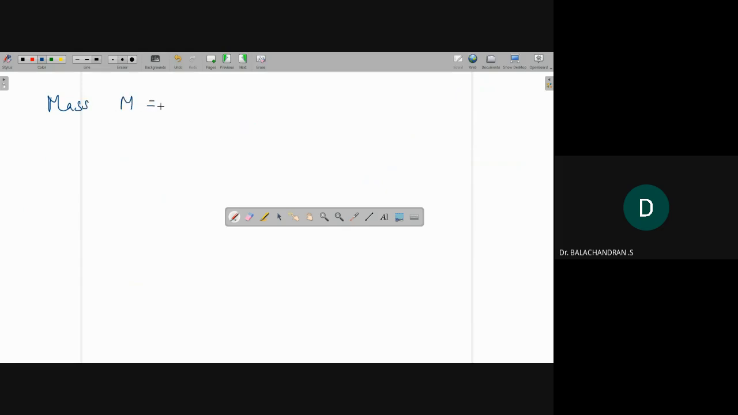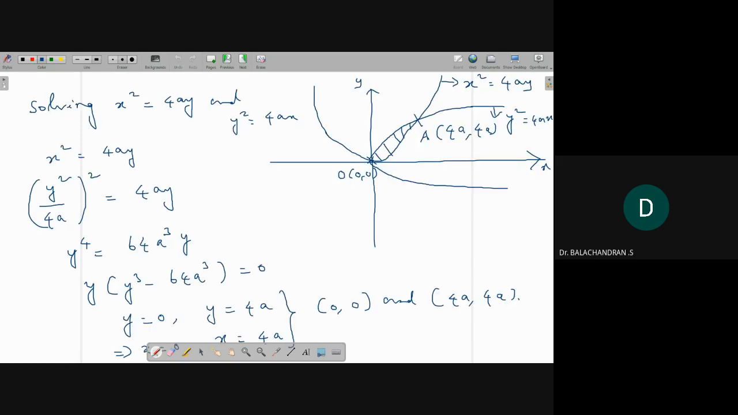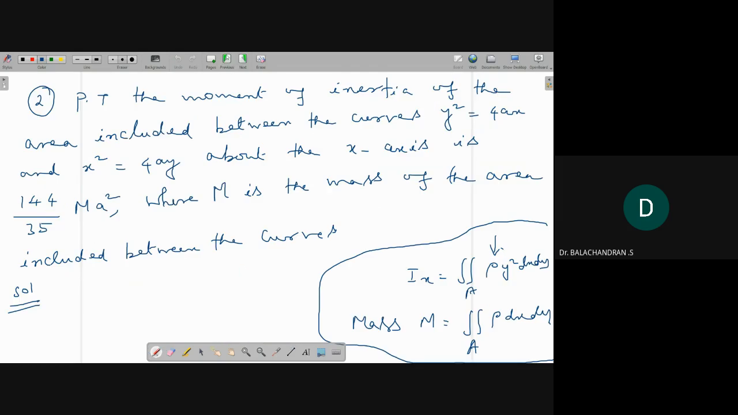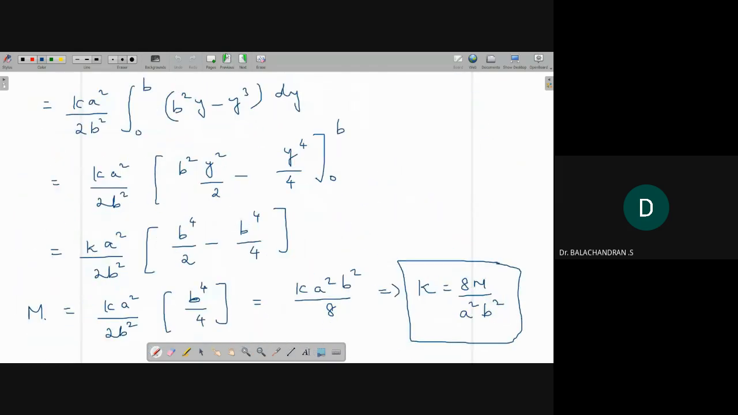So mass m is equal to the double integral over A. For a plane lamina, you should use a double integral, Purnachandra. For a solid, you should use a triple integral.